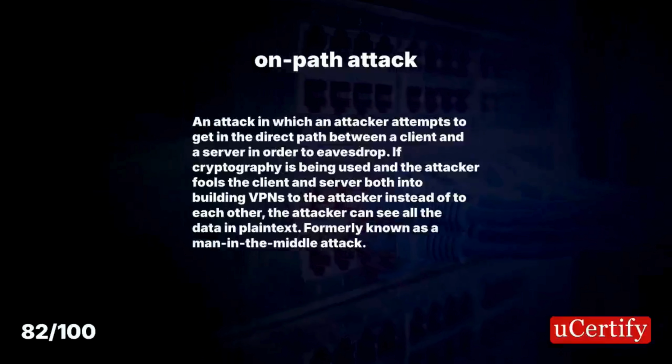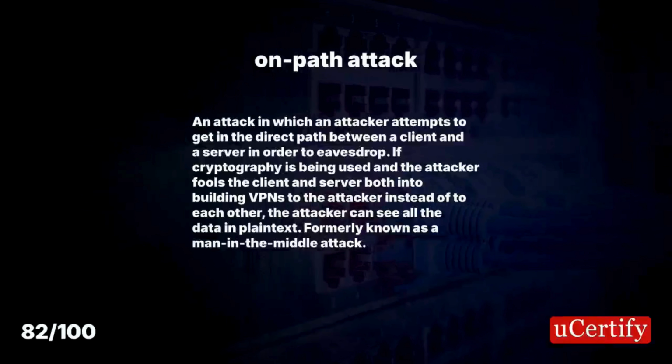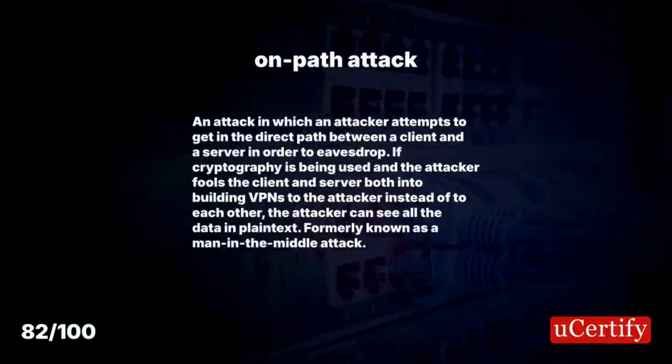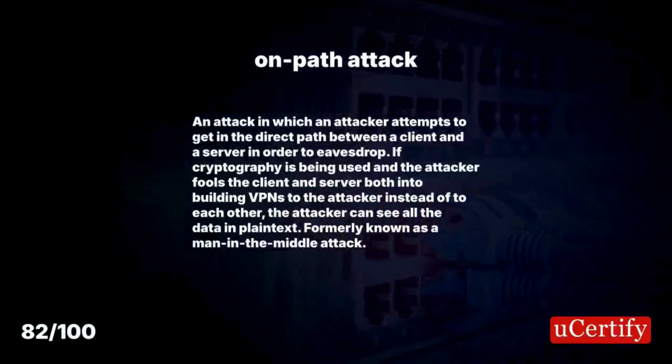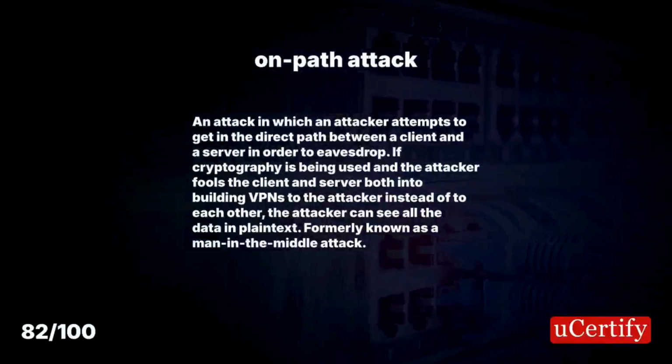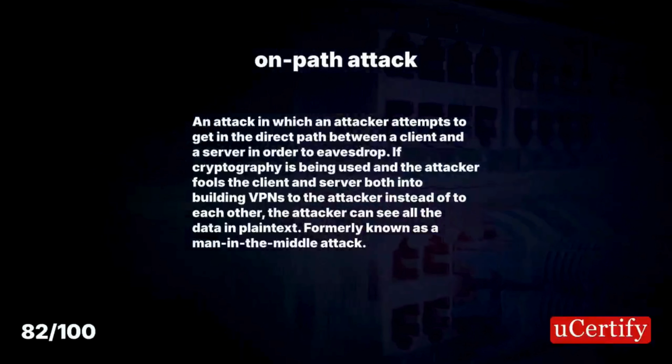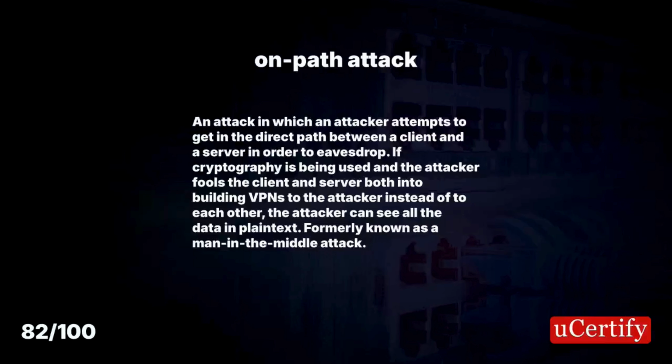Term: on-path attack. Definition: an attack in which an attacker attempts to get in the direct path between a client and a server in order to eavesdrop. If cryptography is being used and the attacker fools the client and server both into building VPNs to the attacker instead of to each other, the attacker can see all the data in plaintext, formerly known as a man-in-the-middle attack.